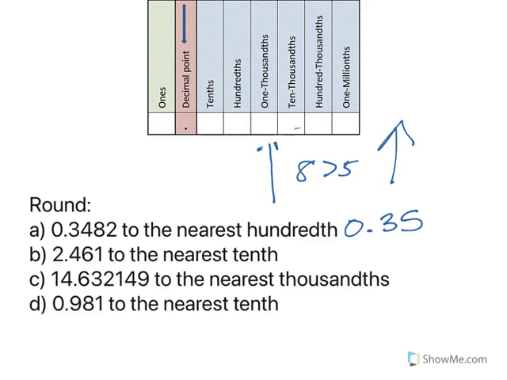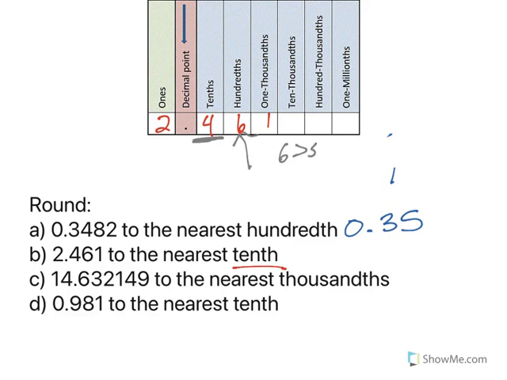All right, so the next one, and I kind of like this, just fill them in. So the next one is 2.461 to the nearest tenth. Okay, so this is tenths, and maybe this will be helpful for you to have kind of this idea of the place values until they really become second nature. So we're looking at tenths. 6 is greater than 5, so we round up. So again, the 4 becomes a 5, and that gives us 2.5.